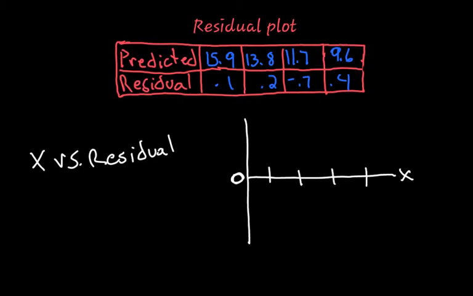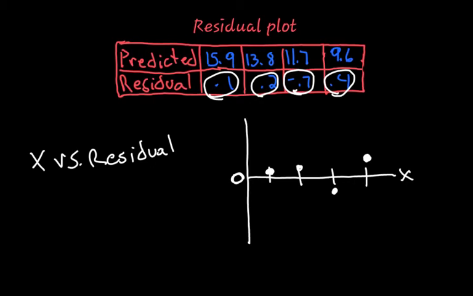And you're going to start plotting. My first x is 1, and my first residual is 0.1. So 1 to the right, 0.1 up. It's not going to be perfect, but you're going to approximate. The next one is x equals 2, and the residual is 0.2, so more or less right here. The next one is x equals 3, with negative 0.7, which is somewhere over here. And the last one is x equals 4, and then 0.4 up.